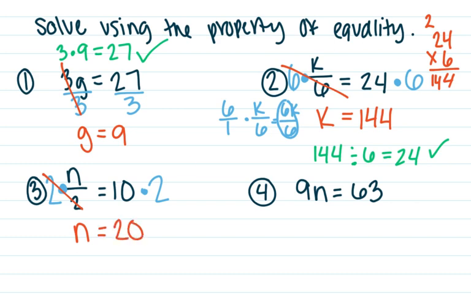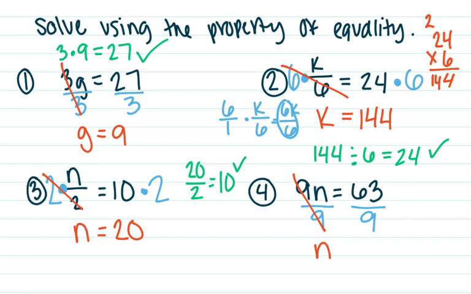Plug this back in. Is 20 divided by 2 10? Yes, it is. So I know that I did this correctly. And on this last one here, I am multiplying by 9. So that means I'm going to divide by 9 on both sides. When I do that, these 9's are going to cancel down to 1. And I'm left with n, which is great. That's what I want. I want to know what n equals. I don't want to know what 9n equals. I want to know what n, 1n equals.